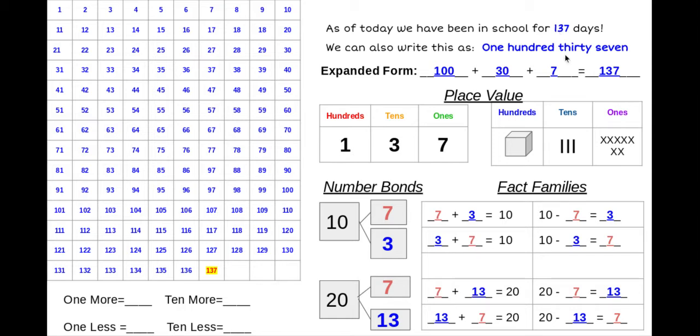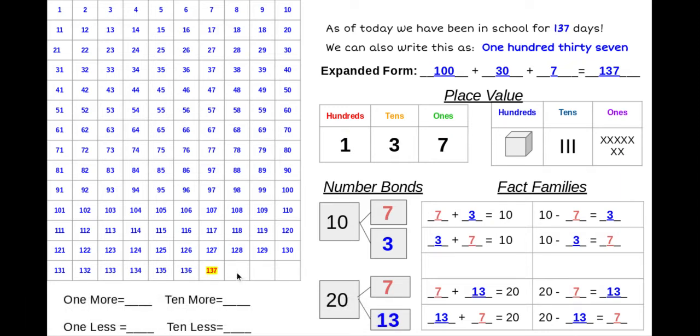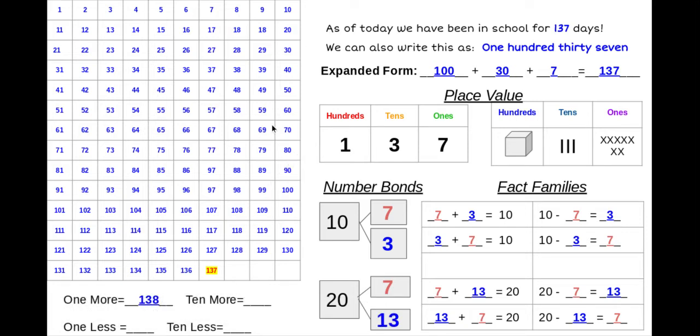If you're counting, looking at our chart here, 134, 135, 136, 137. What's coming next? What's coming next, Abby? Okay. 138. Let's see if she's right and see if you guys are right. Oh, it's suspense. 138 is one more than 137.